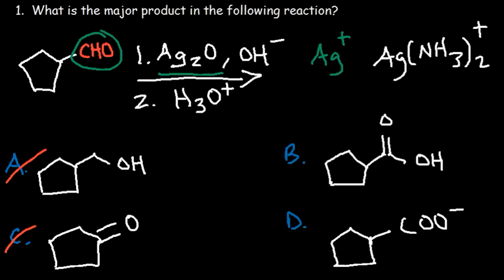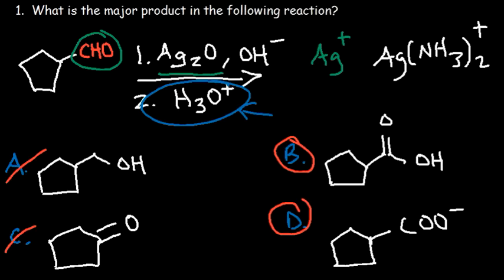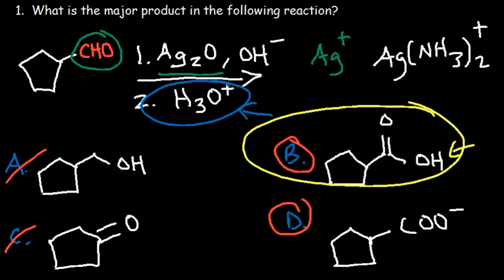So now we're between B and D. B is the protonated form of the carboxylic acid. D is the deprotonated form of it. So to distinguish between B and D, you need to look at step 2, which is H3O+. Under acidic conditions, the carboxylic acid will be in its protonated form, so the hydrogen should be here. So the answer is B.